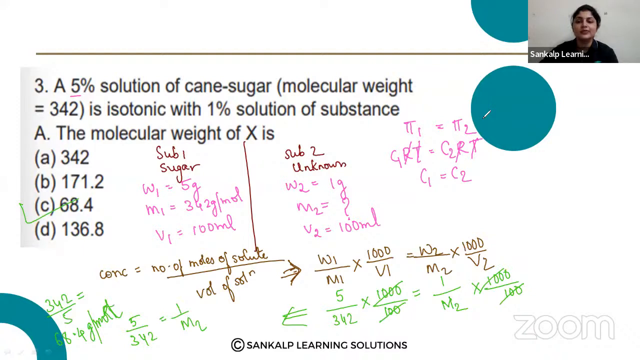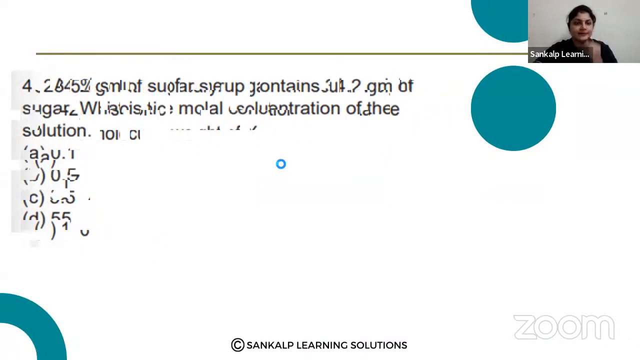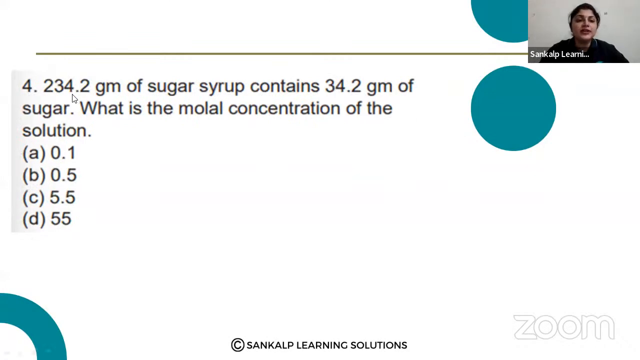The next question is: 234.2 grams of sugar syrup contains 34.2 grams of sugar. What is the molar concentration of the solution? Molar concentration here means you are going to do the molality. So this is a molality problem.